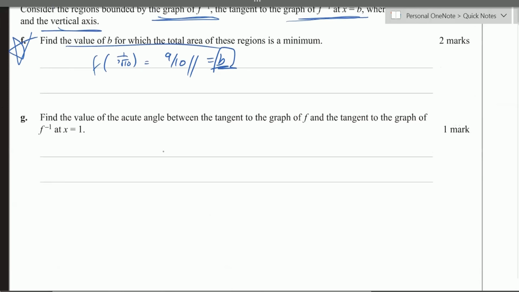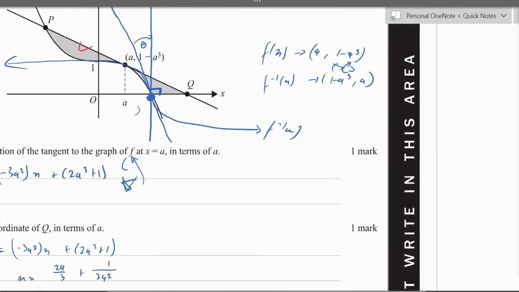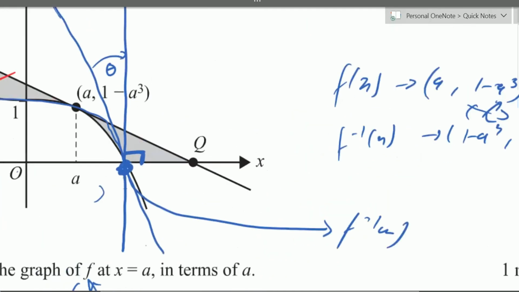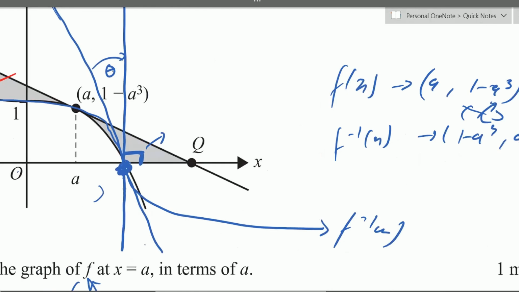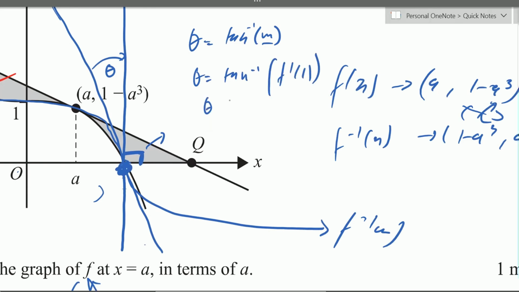So I guess I'll just do this question over there. So this angle is 90, and we want to know what this angle is. So the one thing we know is tan theta, or I'll just write it as tan inverse m. So m would be the gradient at f of 1. So tan inverse f dash of 1, and f dash of 1 is actually 3. So tan inverse is -3.